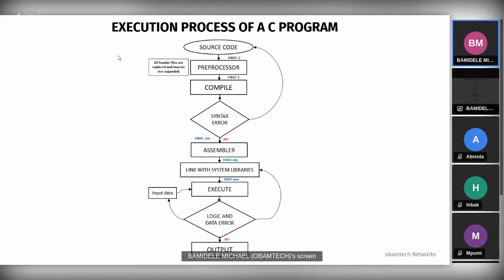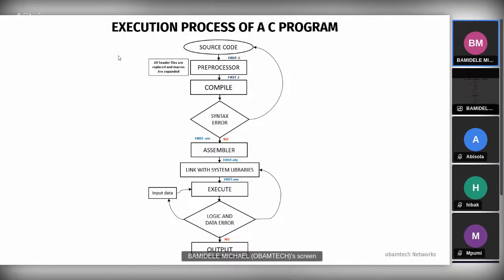Then we talked about the execution process of a C program, from how source code is converted and translated to machine code. All the processes involved, and we know that C is a compiled language using a compiler, the GCC compiler. We have been able to practicalize every operation that we can personally apply to the GCC compiler.